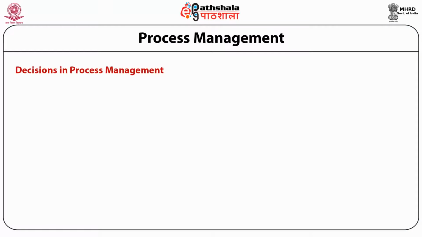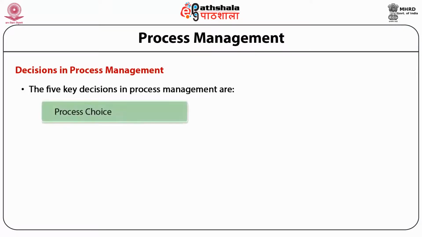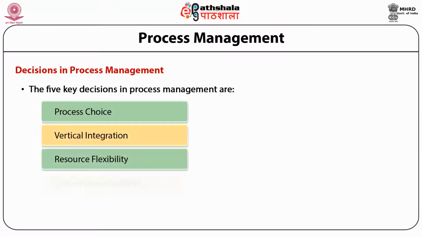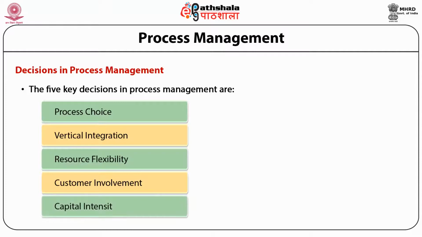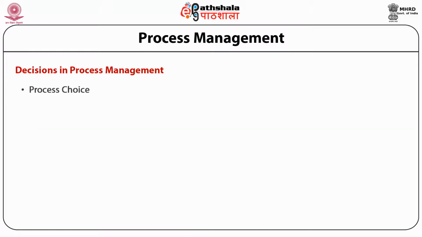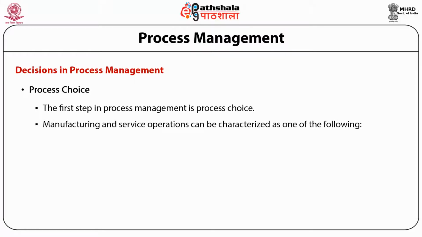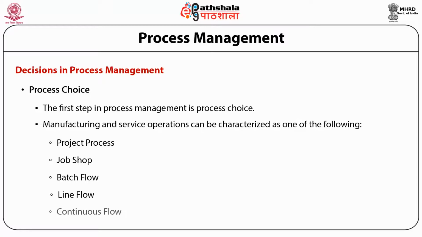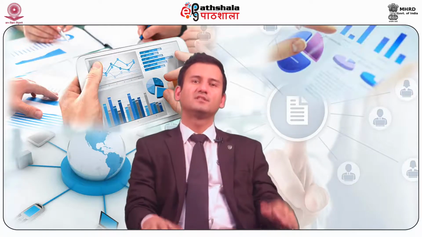Decisions in process management. The 5 key decisions in process management are process choice, vertical integration, resource flexibility, customer involvement, and capital intensity. Process choice. The first step in process management is process choice. Manufacturing and service operations can be characterized as one of the following: project process, job shop, batch flow, line flow, continuous flow.